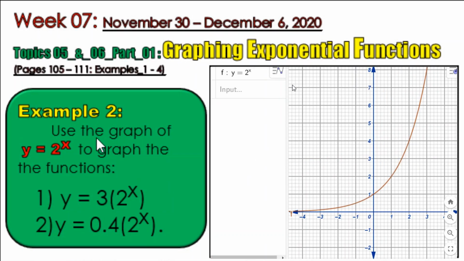So we have example number 2, used to graph of y is equal to 2 raised to x to graph the functions y is equal to 3 times 2 raised to x and y is equal to 0.4 times 2 raised to x. So let us start with the function y is equal to 2 raised to x, and this is the graph. And we have also the function y is equal to 3 times 2 raised to x, and this is the graph.